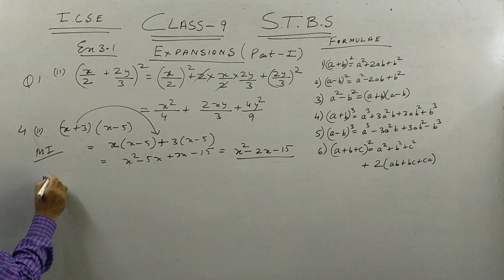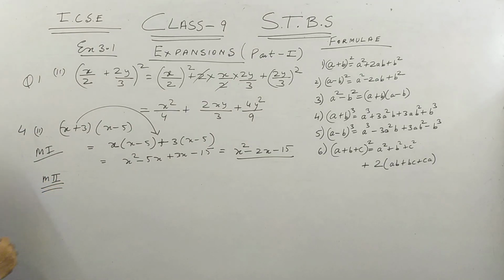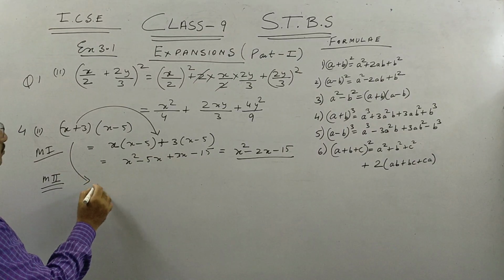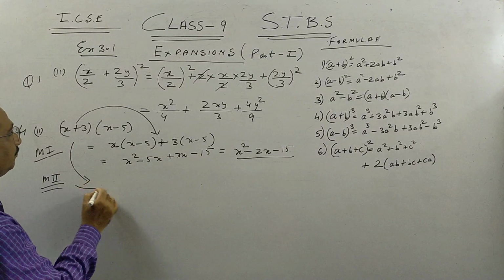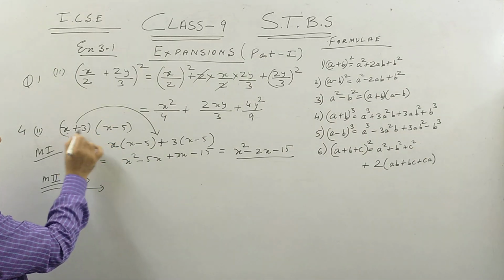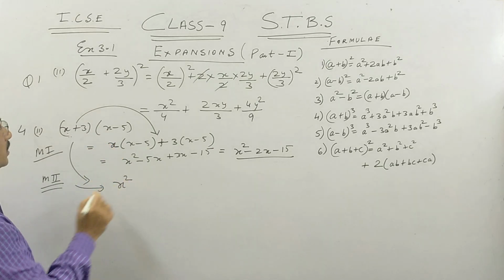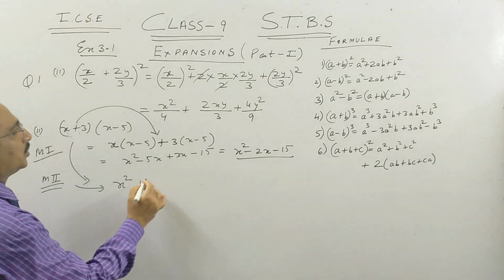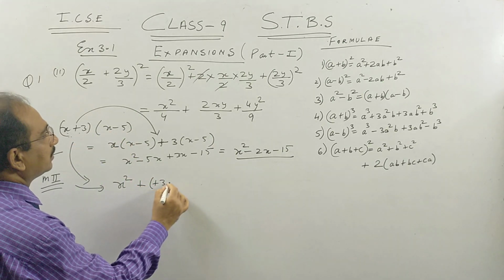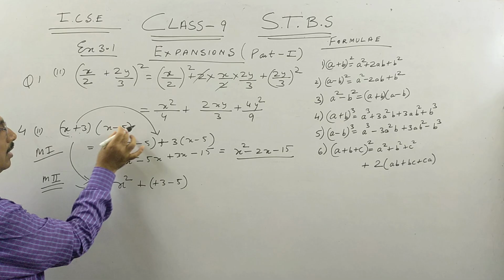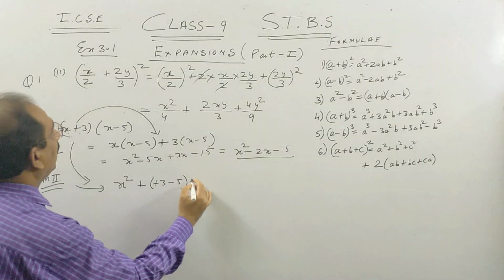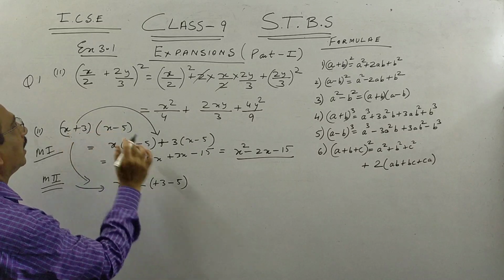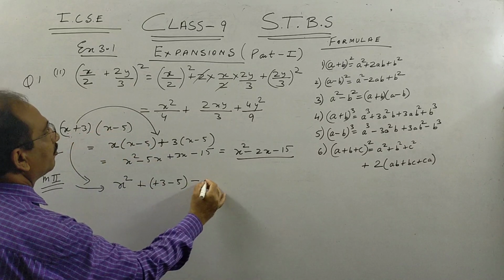Now method 2. Both should be the same, x and x, so you get x square. The second one, you take the sum of these two numbers, plus 3 minus 5. The third one is the product of the numbers. Plus and minus gives minus, 3 fives are 15.